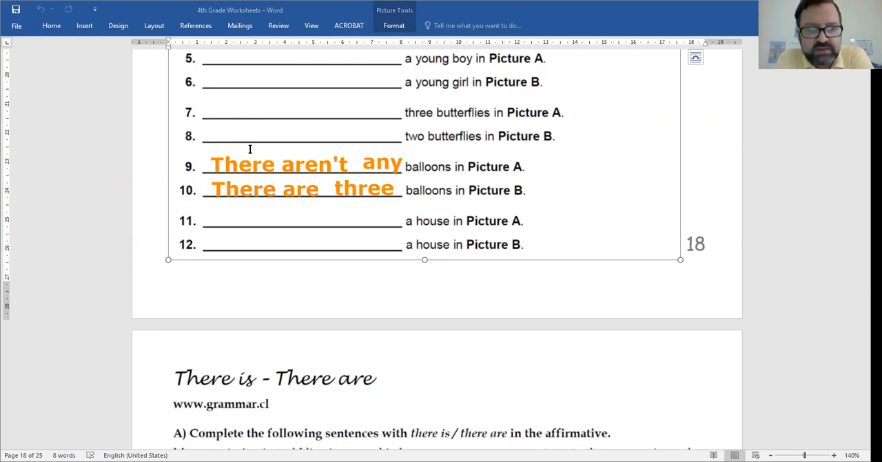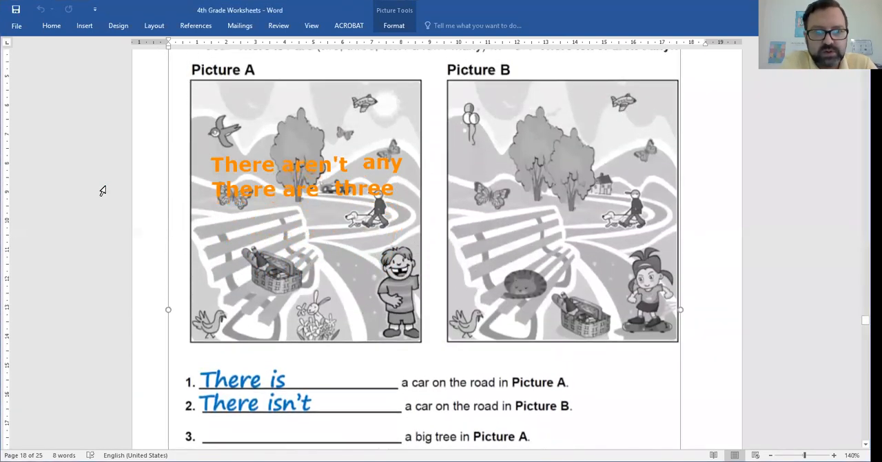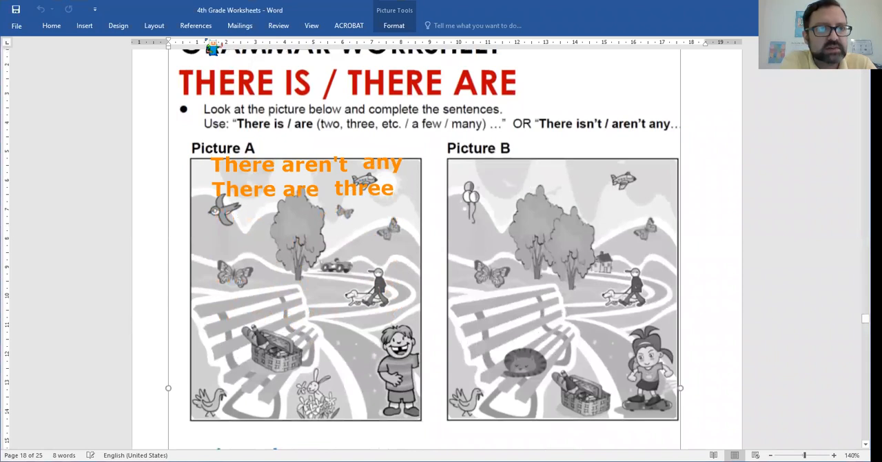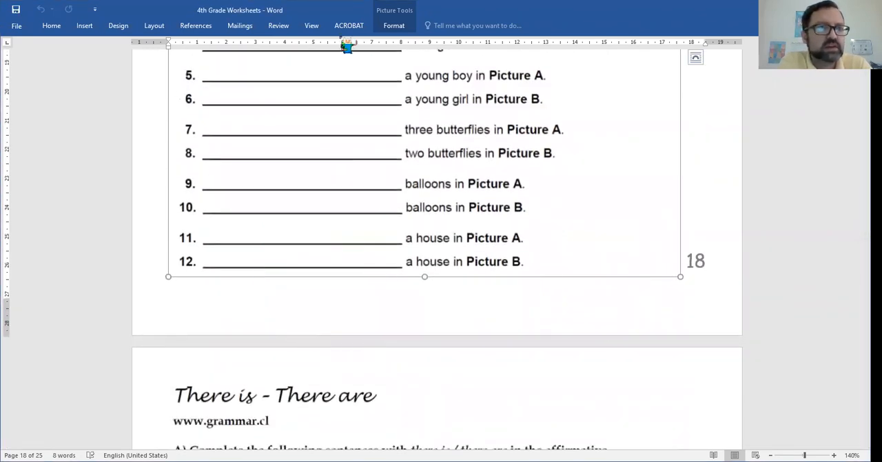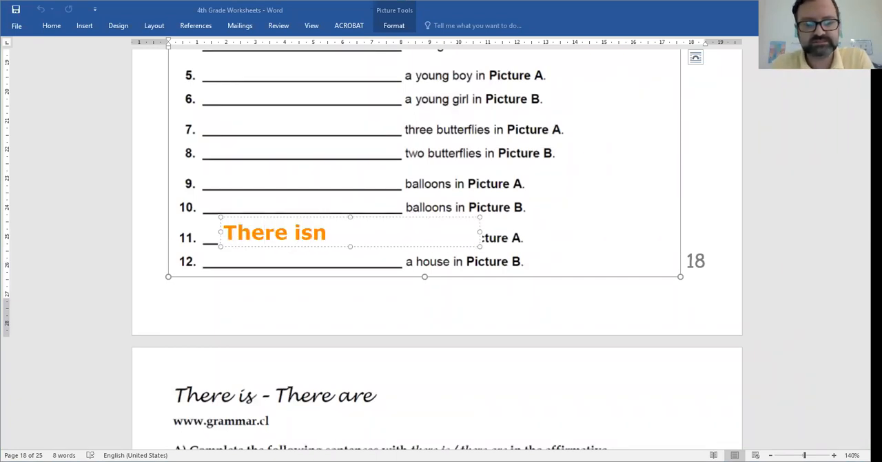And 11 and 12, blank a house in picture A, blank a house in picture B. Well, it seems that there is not a house in picture A, but there is a house in picture B, and we are just talking about one house there. So I'm going to say there isn't a house in picture A, but there is a house in picture B.